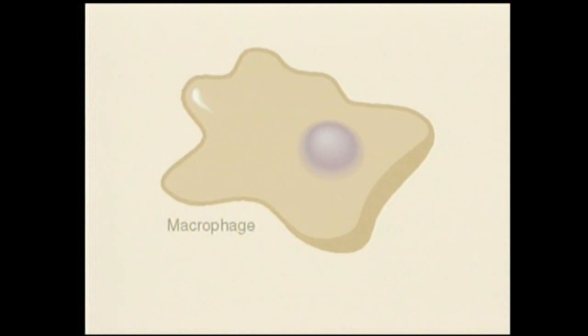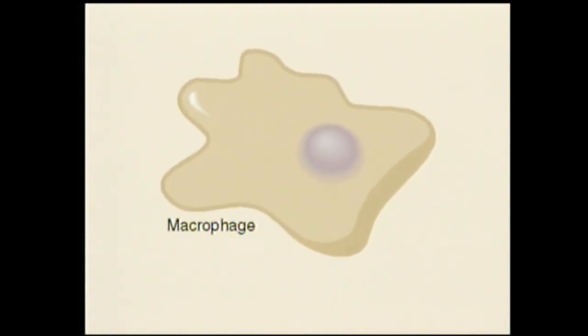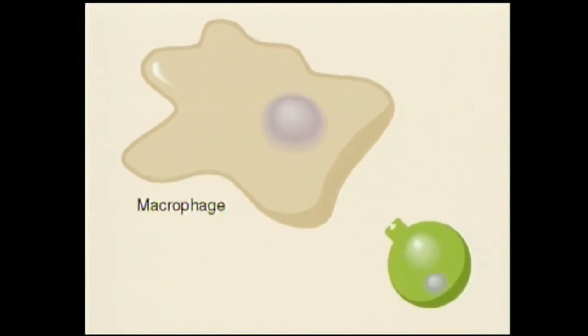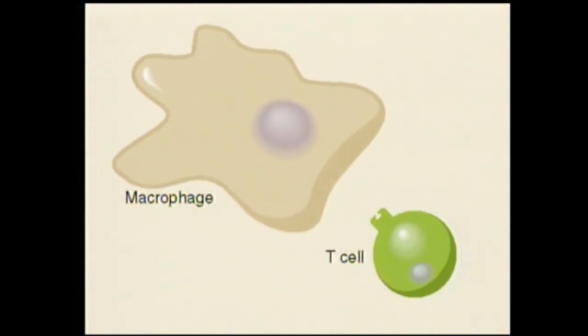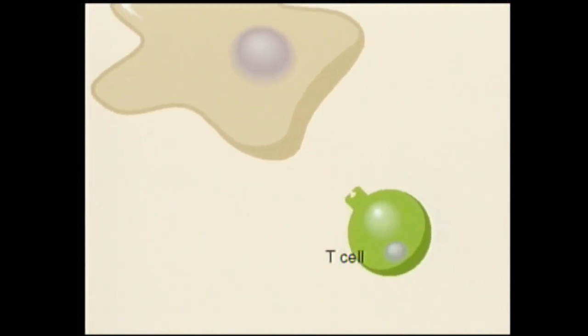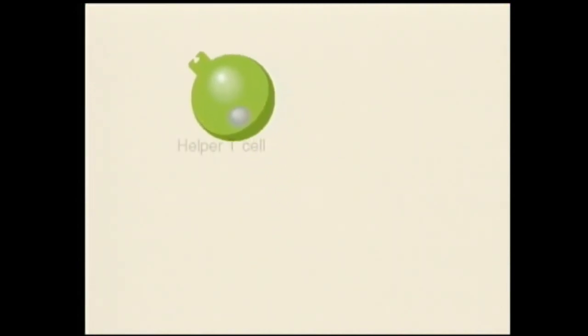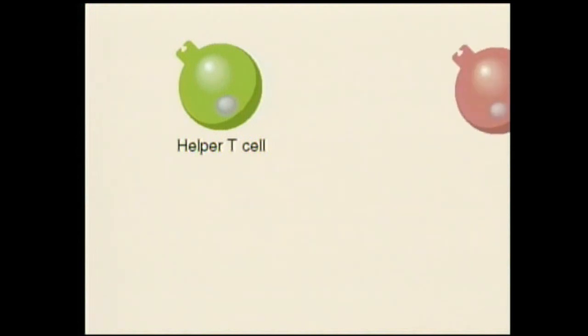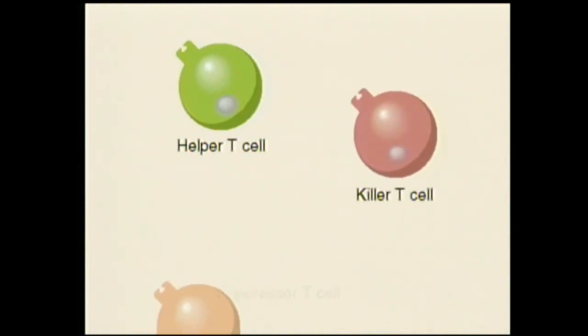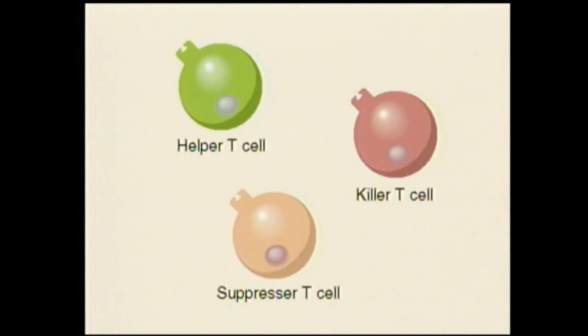Cell-mediated immunity is one way the body fights an infection and cancer. Two types of cells involved in cell-mediated immunity are macrophages, which engulf and destroy pathogens, and T cells. There are three types of T cells: helper T cells, killer T cells, and suppressor T cells.